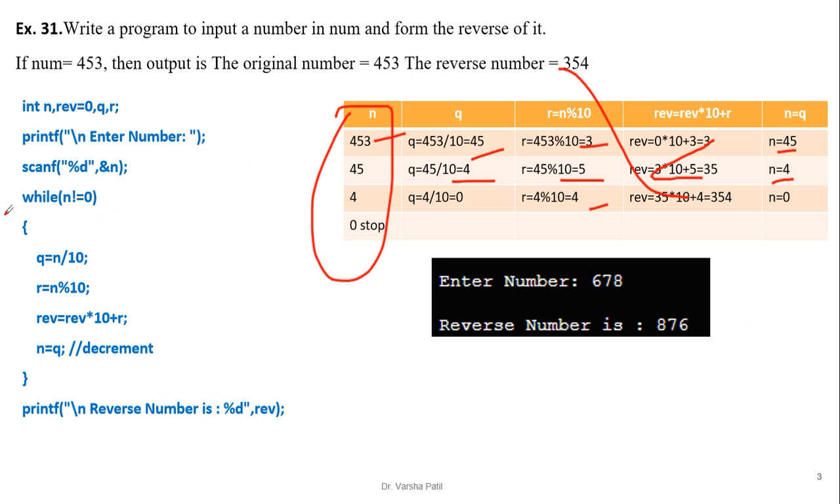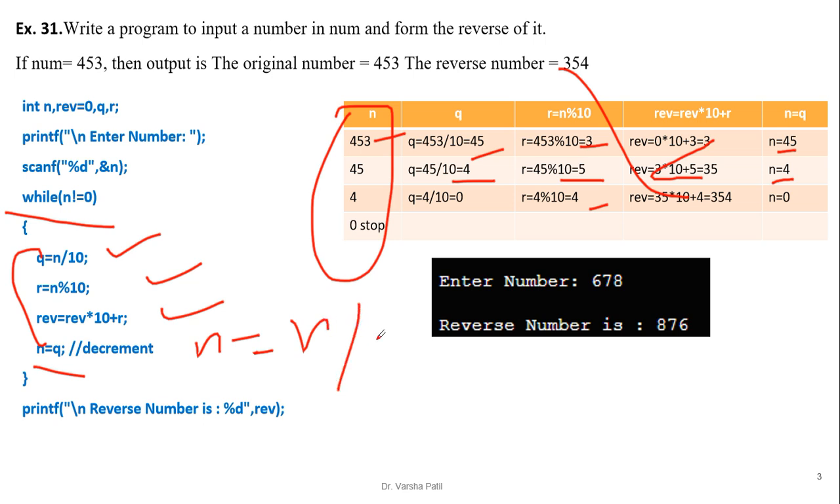Now the loop is while n is not equal to 0, we are finding quotient, remainder, updating reverse, and assigning n equal to q. There is even no need to write these two separate statements. We can directly write n equal to n by 10. That is also okay, but this statement should be here.